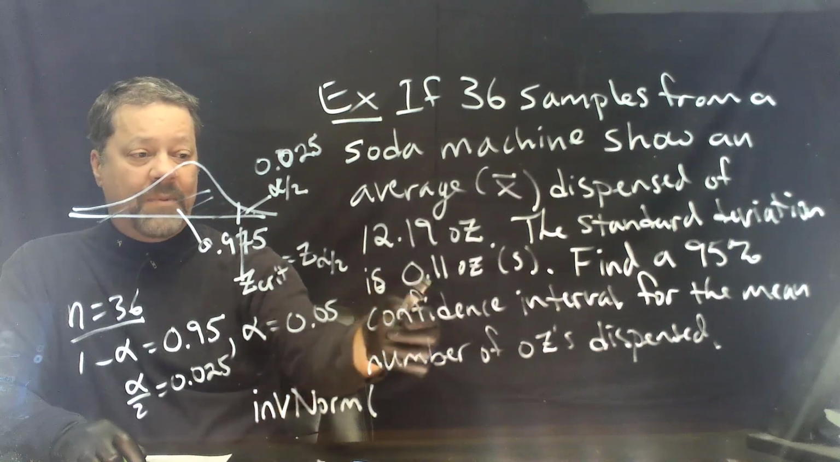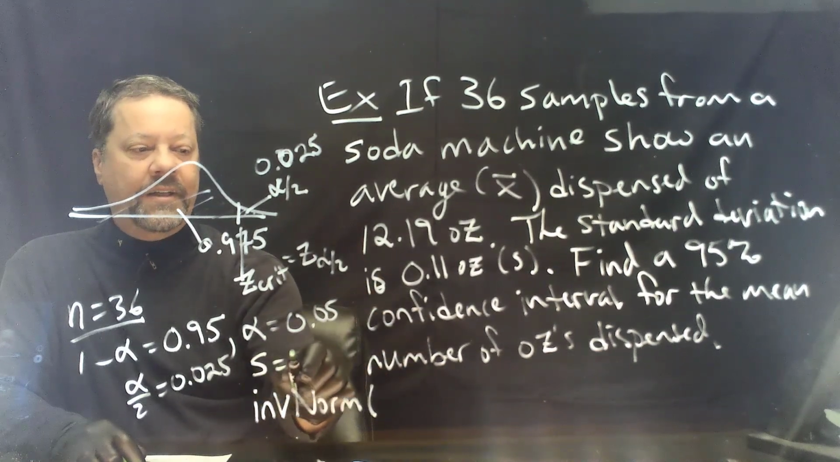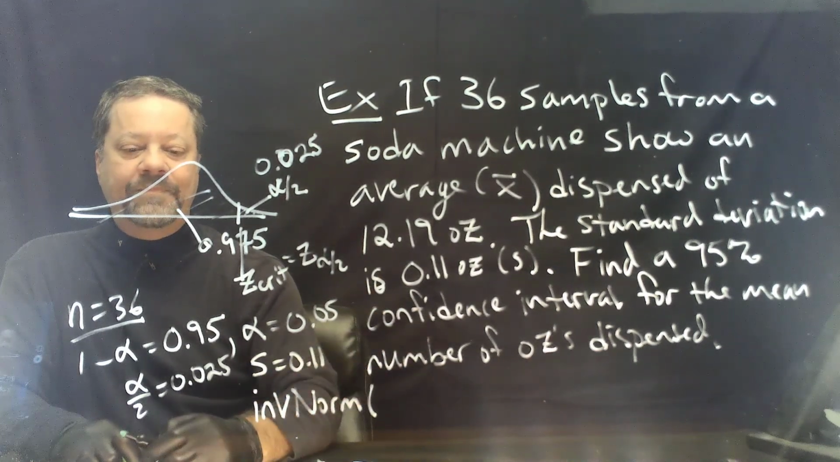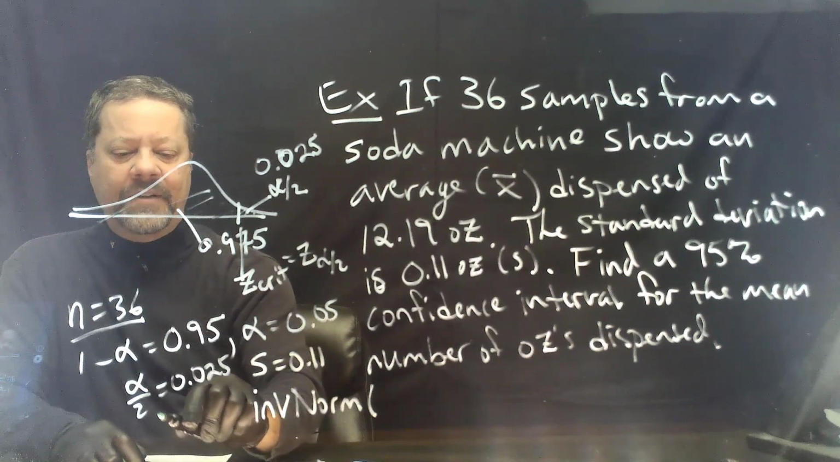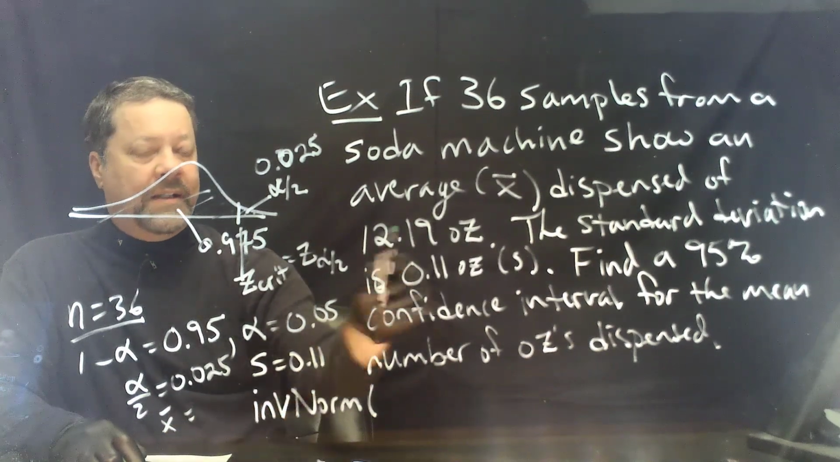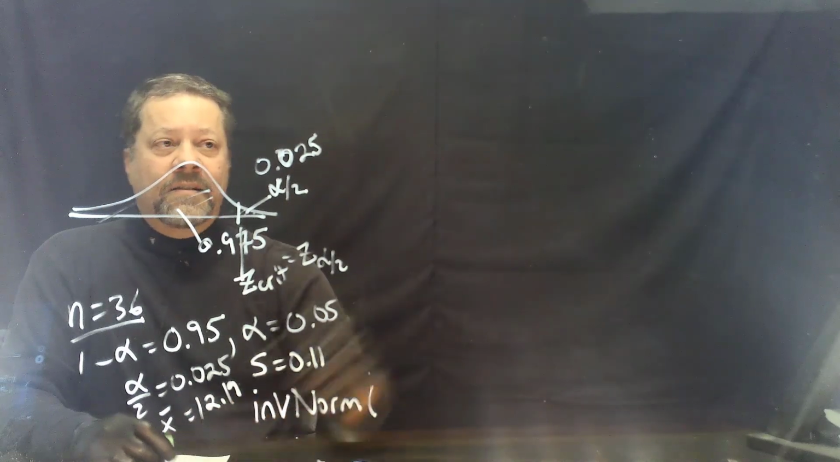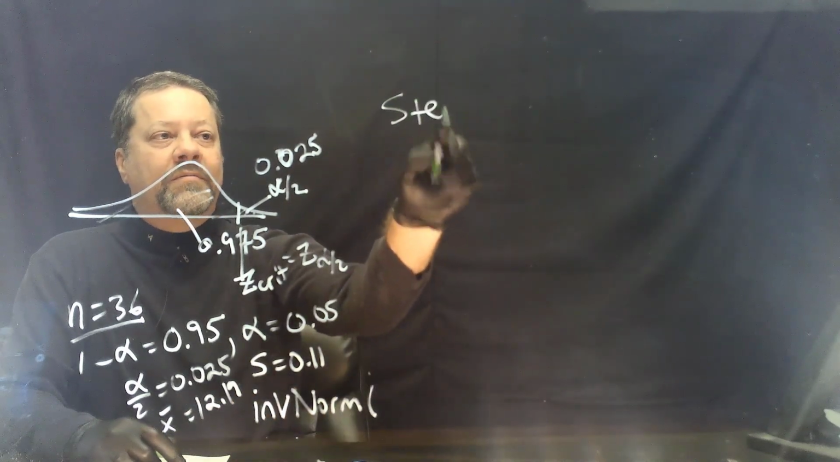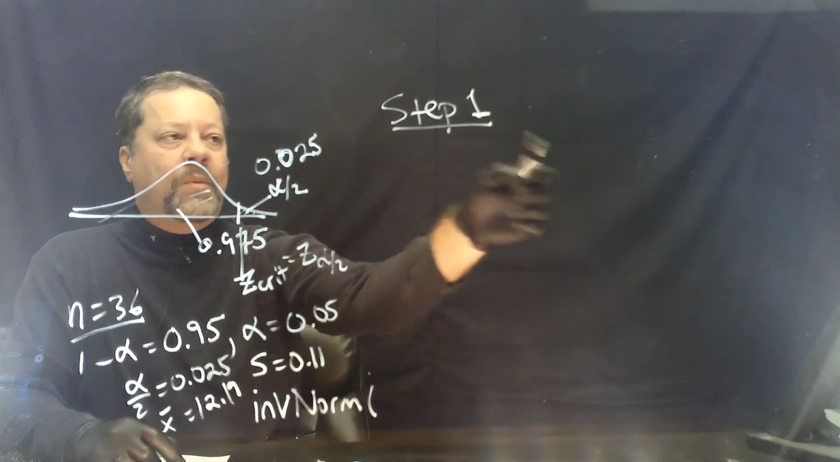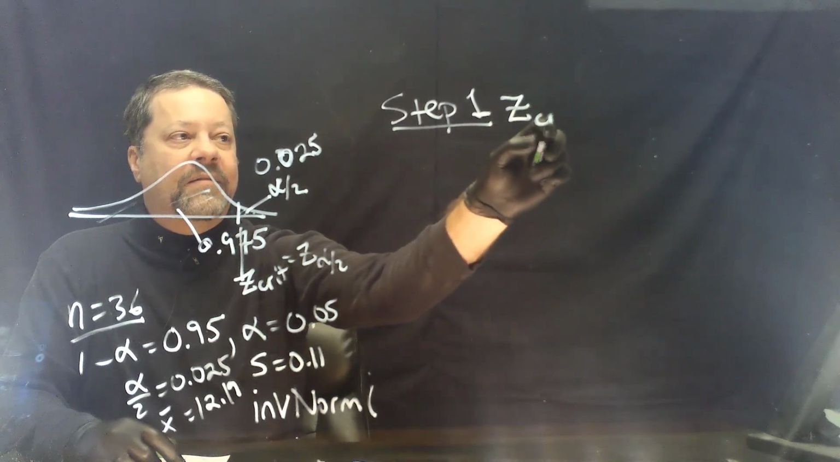We also need to keep in mind that the sample standard deviation is 0.11, and the mean that we found, x bar, is 12.19. Step 1 in our solution will be to find the critical z.